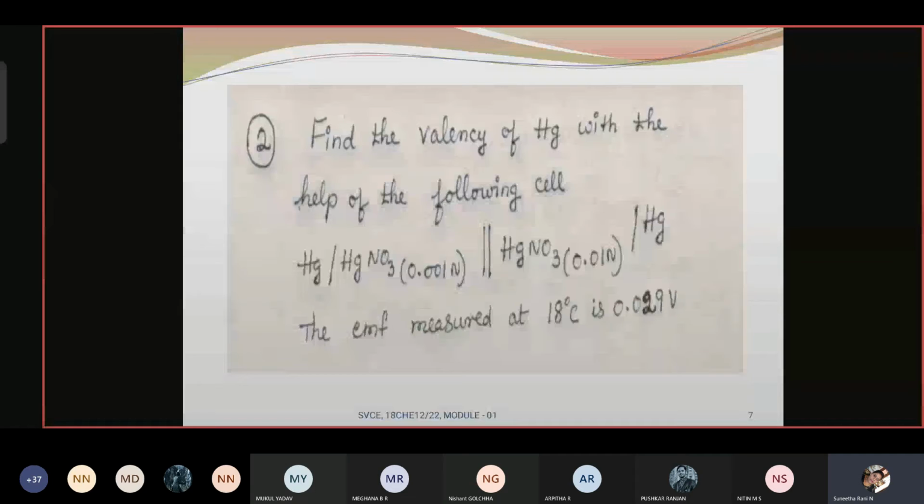The valency is 2. That is what we are going to find out. By the valency of mercury, we know it is 2, but how are we going to find out that valency 2? That we will measure here. So we have a concentration cell equation. What is the equation to measure the concentration cell?